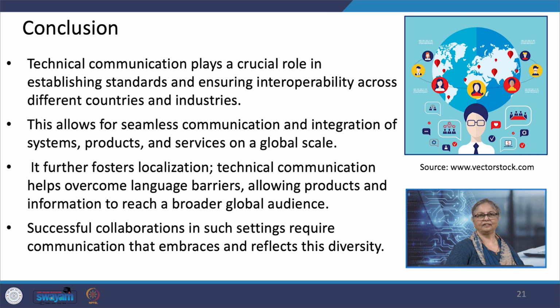In conclusion, we can say that technical communication plays a crucial role in establishing standards and ensuring interoperability across different countries and industries. This allows for seamless communication and integration of systems, products, and services on a global scale. It further fosters localization. Technical communication helps overcome language barriers, allowing products and information to reach a broader global audience in their own languages. Successful collaborations in such settings require communication that embraces and reflects this diversity.